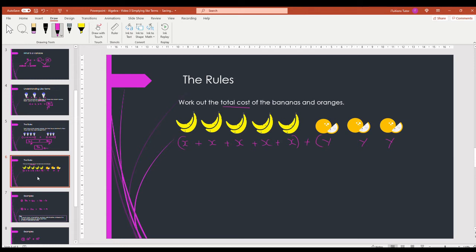And once you add them up, you need to start collecting the like terms. So we've got 5x's, which is 5x, plus 3y's. Now this expression is already in its simplest form. We cannot simplify this any further because the x and the y are not like terms. If you add the 5 and the 3 together and you write it as 8xy, this would mean 8 multiplied by x multiplied by y, which would have a different value to 5x plus 3y. Therefore, this would be incorrect.